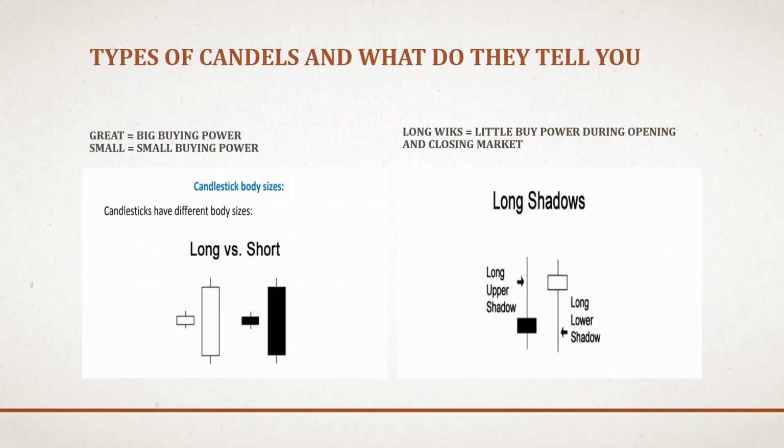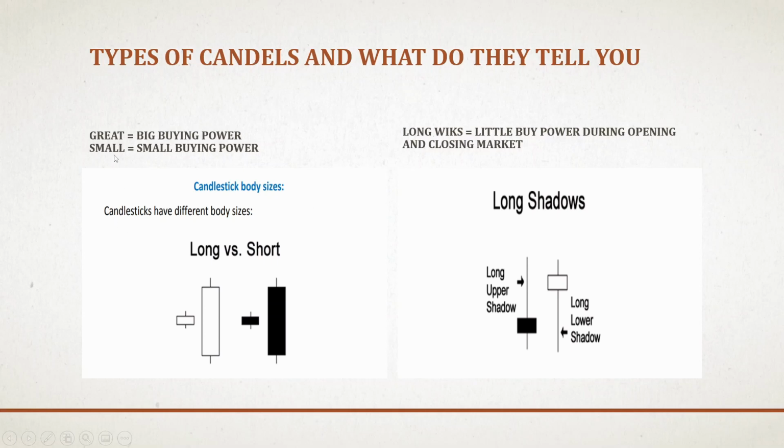Now we have two types of candles also. We have short candles and long candles, and with the long ones, they call them shadows, we call them wicks too, because they have long points and smaller points. Types of candle, and what do they tell you?